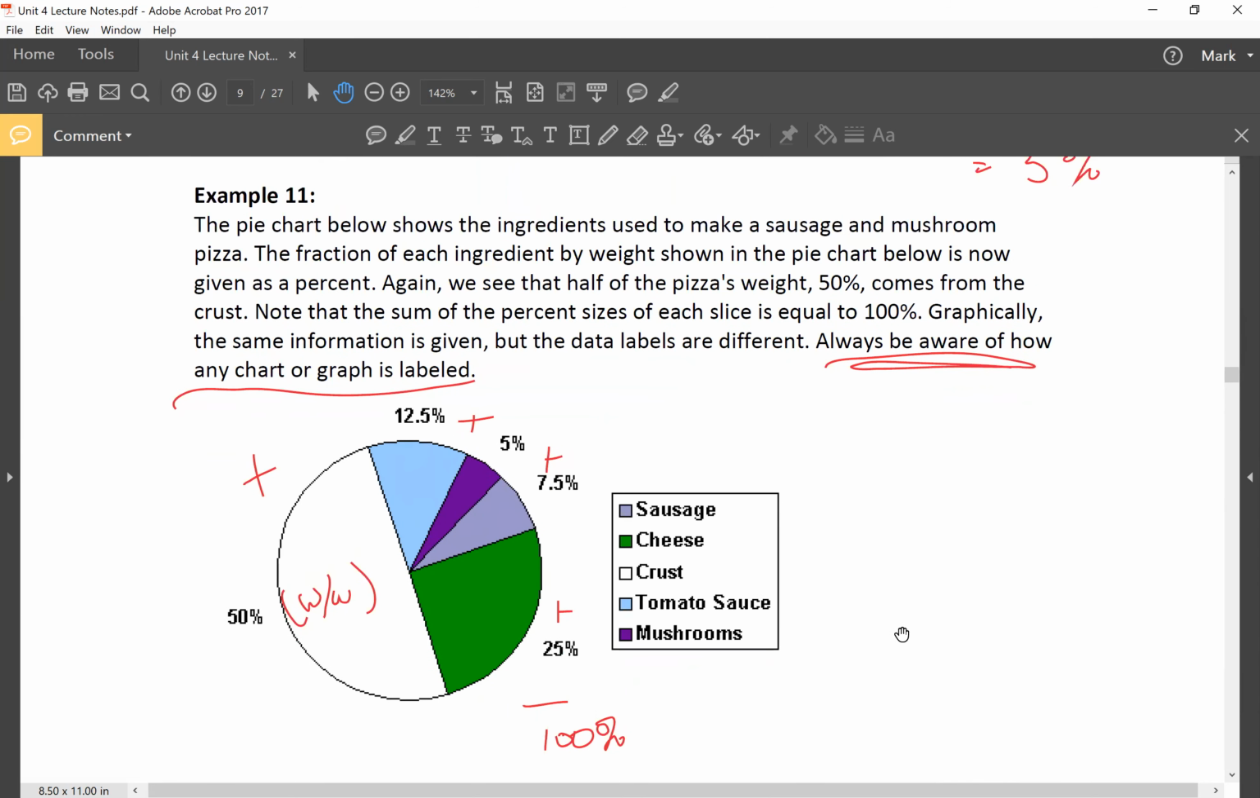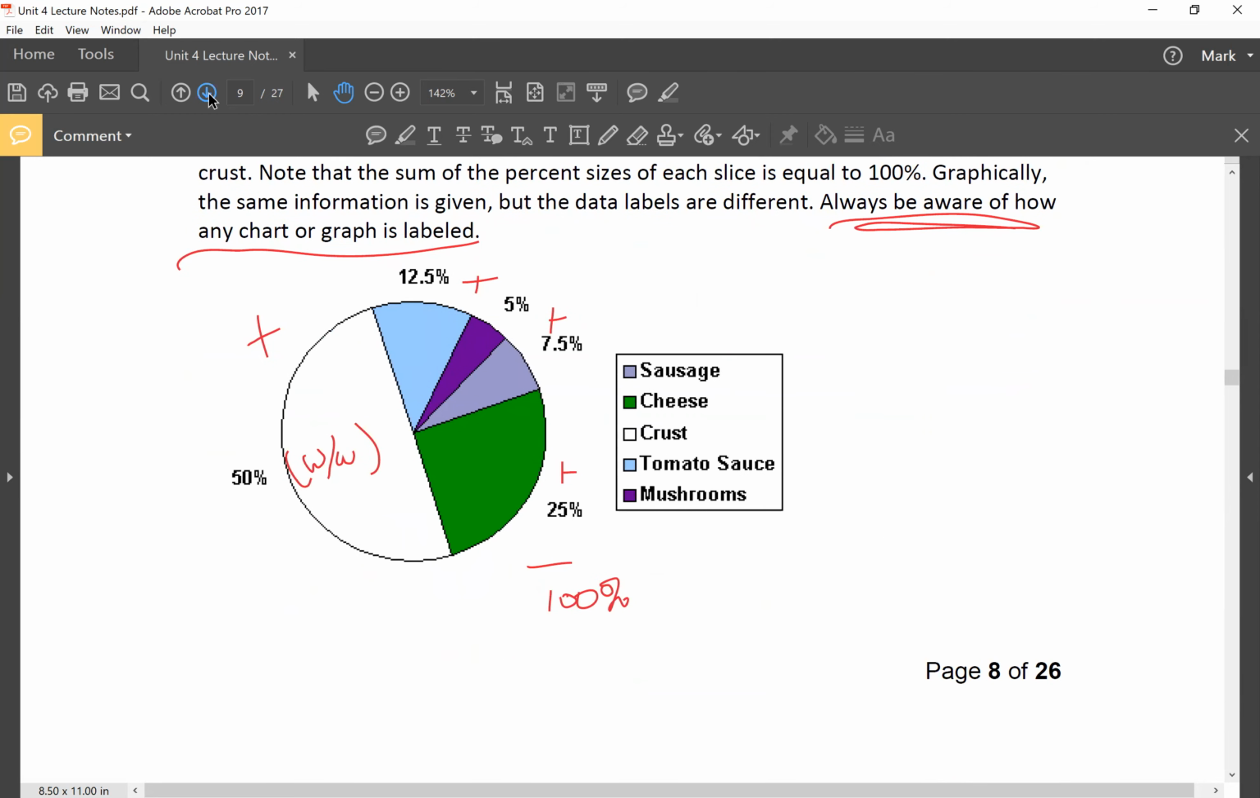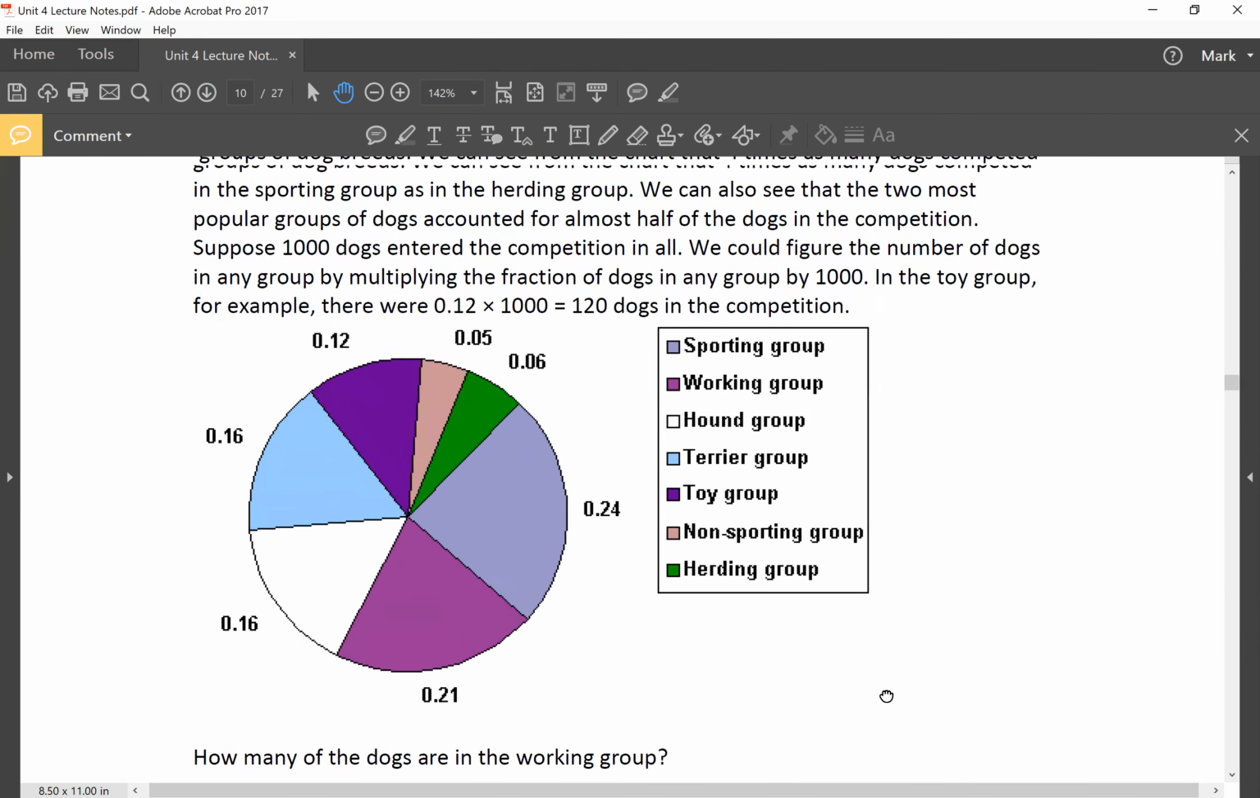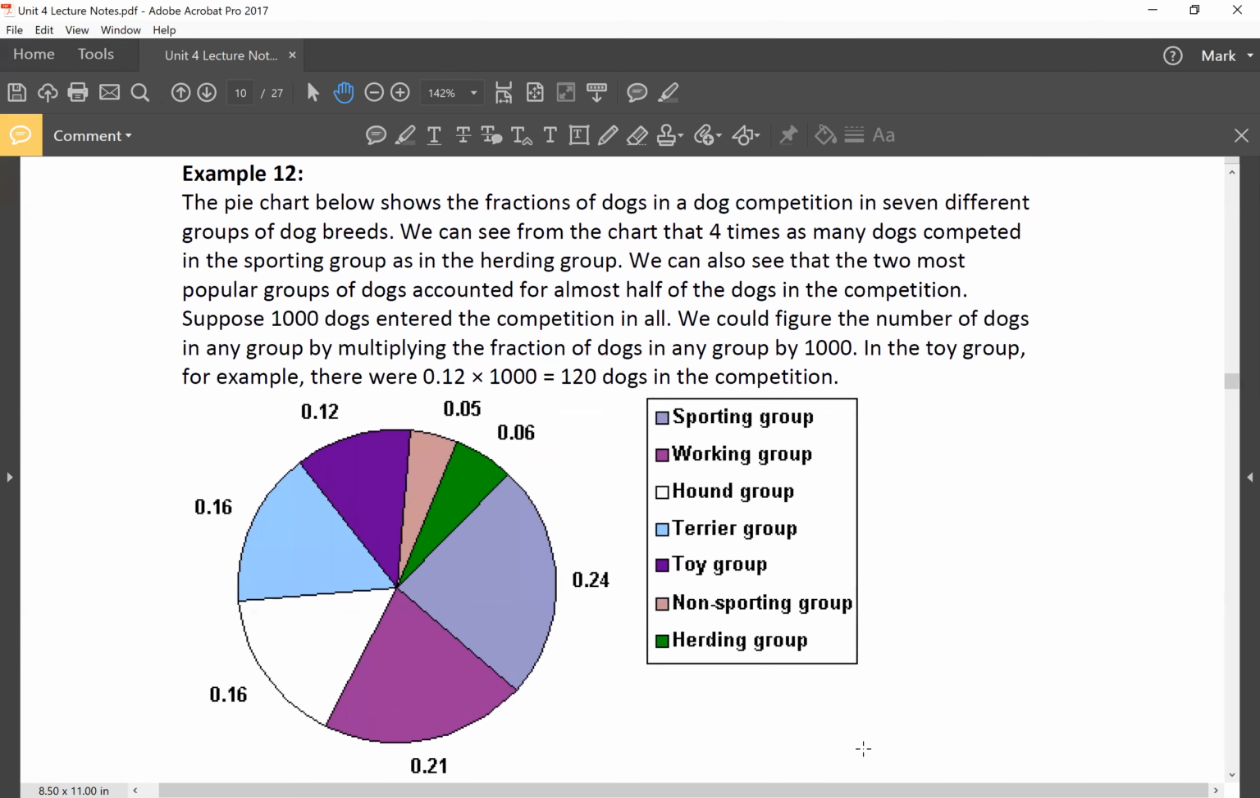Oh, and this isn't a question. This is just an example. There is no question here. So, okay, I think there's a question here. Yes. All right, I'm going to get you guys to do this one. So the pie chart below is a different one now. We're not talking about pizza anymore. This shows the fractions, so a fraction is a percentage represented as a decimal or fraction, of dogs in a dog competition in seven different groups of dog breeds.